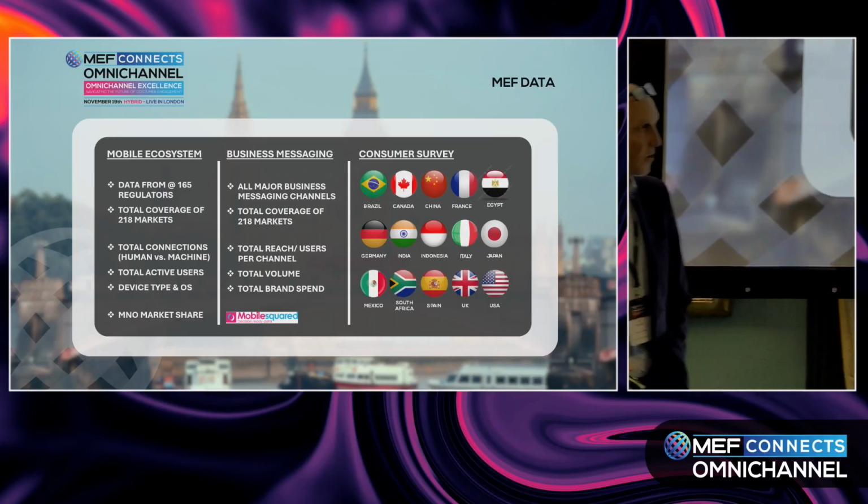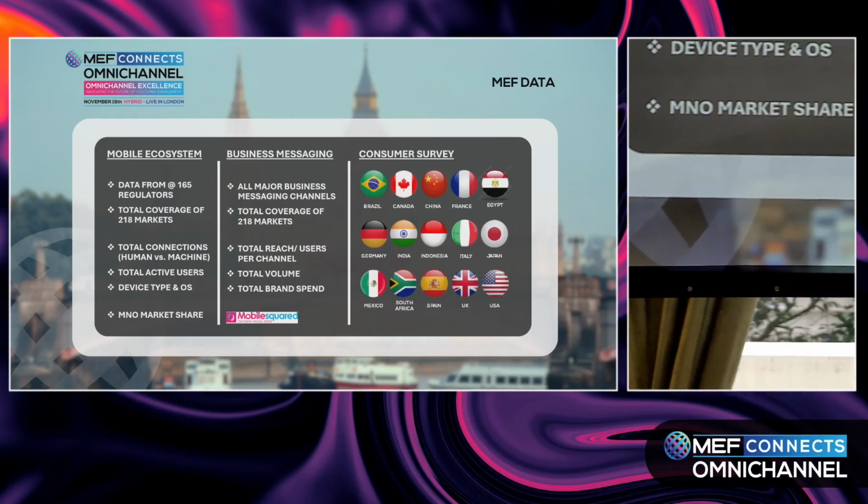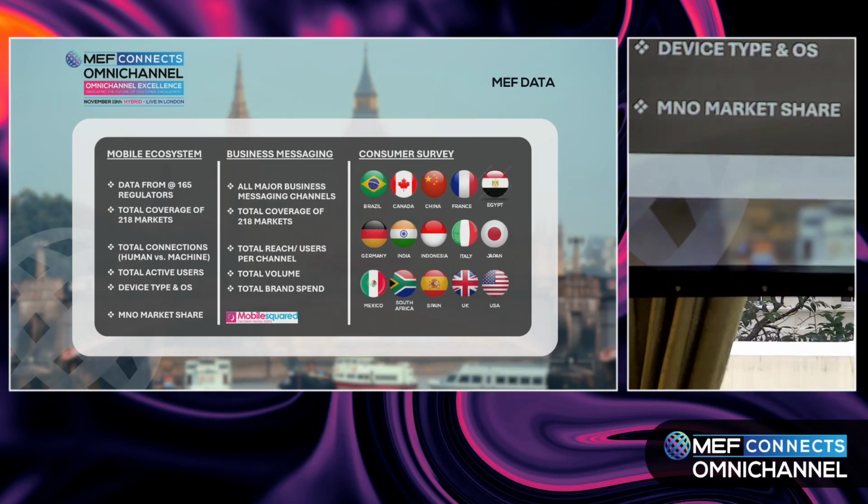This is what it is. We've got 3 different legs to it. We've got messaging data. We covered 218 markets worldwide. We look at everything from total connections and total users, humans, machines. Business messaging data, which we get with Mobile Squared. We share all this stuff on the first bit. We get all that stuff on the second bit.